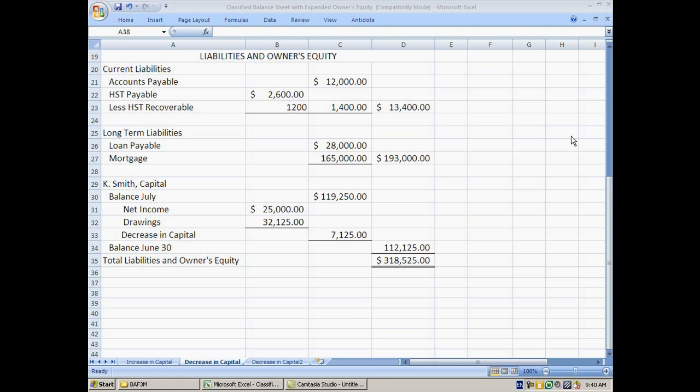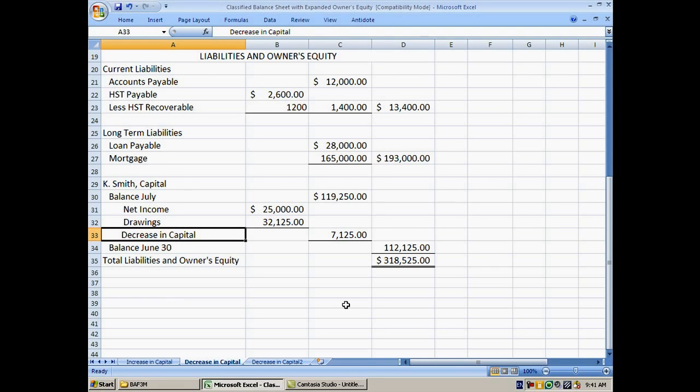Now we are going to look at the expanded equity section for a business where the drawings are greater than the net income that was generated. So you're going to take the difference between net income and drawings, and the difference here is negative $7,125. So overall, we're going to have a decrease in capital by that amount. So you're going to take away the $7,000 from your opening capital balance of $119,000 to arrive at your new ending balance for the capital account of $112,000.